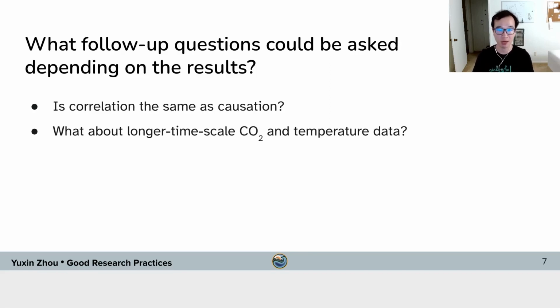Lastly, you want to think about what follow-up questions could be asked depending on the results. Again, right, analysis inherently is iterative, so it's very natural to have follow-up questions and then do more analysis depending on the results that you see in your initial analysis. So, right, a basic one here would be whether correlation is the same as causation, and the short answer is no. And you'll read more about this in the text in the notebook. And right, another follow-up question will be something like whether you could see the same trend between atmosphere CO2 and temperature in even longer timescale records, right?